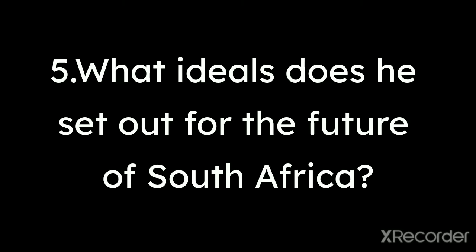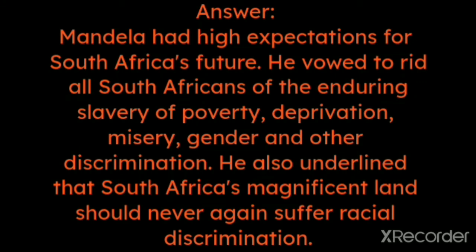So students, question number 5 is, what ideals does he set out for the future of South Africa? What does he see South Africa as a country in the future? That is what you have to answer in question number 5. Mandela had high expectations for South Africa's future. He vowed to rid all South Africans of the enduring slavery of poverty, deprivation, misery, gender, and other discrimination. He also underlined that South Africa's magnificent land should never again suffer racial discrimination.